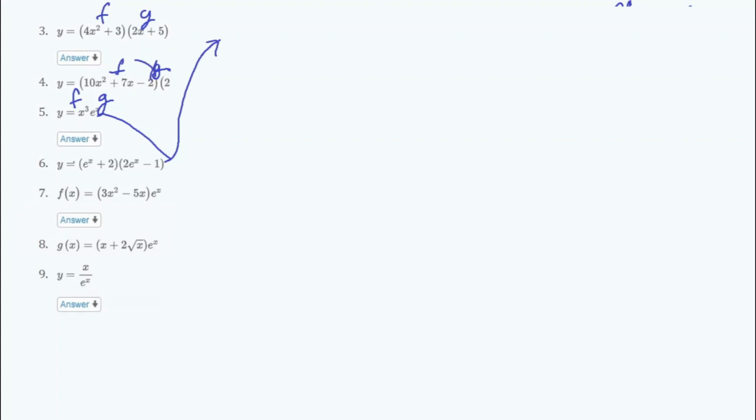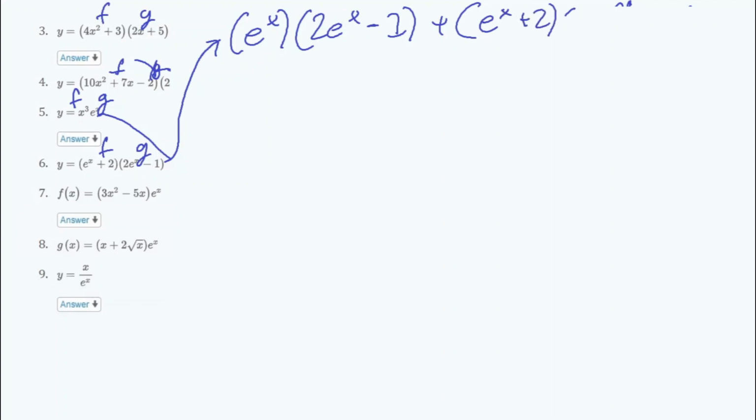So number 6, we're going to have f as that and then g as that. So f prime is going to be just e^x, and the 2 goes away, times g, which is going to be 2e^x minus 1, and that's going to be plus f, which is e to the power of x plus 2, times g prime, which is just going to be 2e^x.